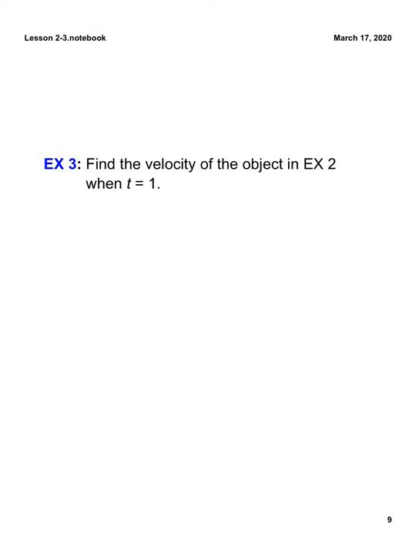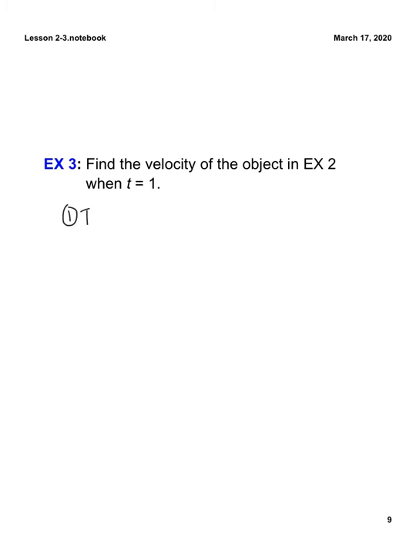So example 3 says find the velocity of the object in example 2. So we'll go back and use the same original function from example 2, and we're going to look specifically at time is equal to 1 second. So there are 3 steps to this. So step 1.